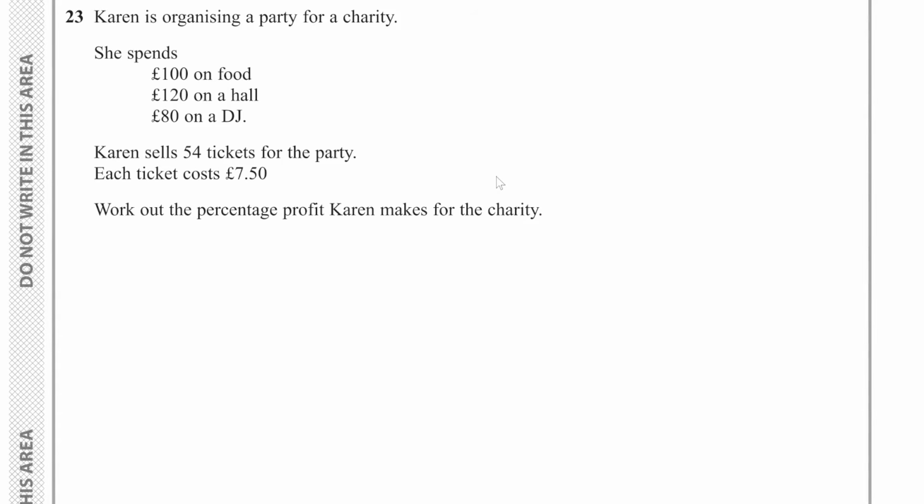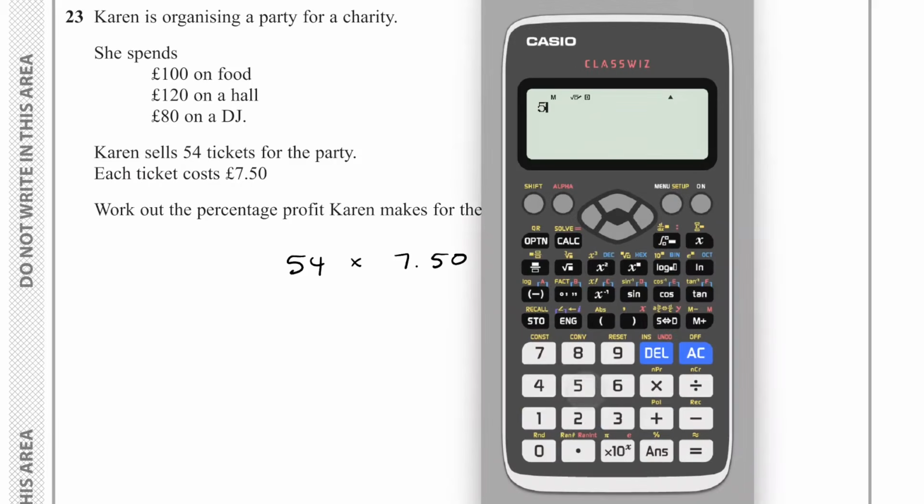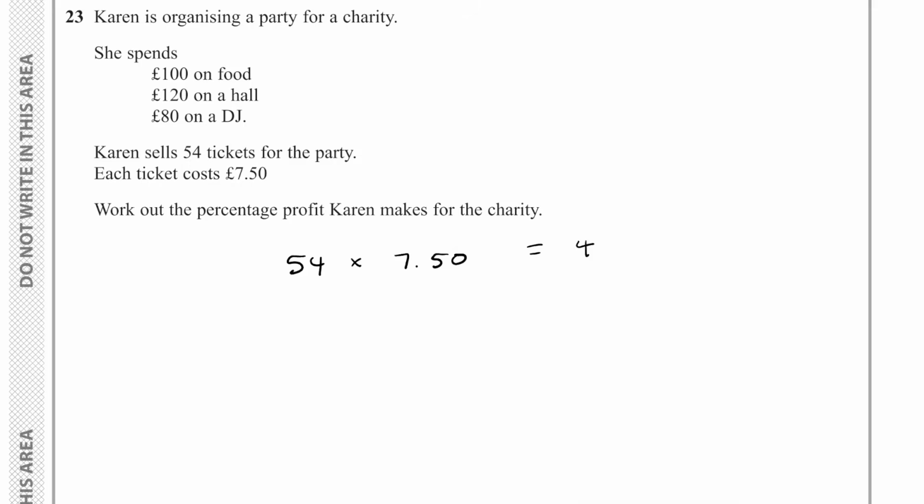Question 23. Karen is organising a party for a charity. She spends £100 on food, £120 on a hall, £80 on a DJ. She sells 54 tickets, £7.50 each. Work out the percentage profit Karen makes for the charity. So let's work out how much money she makes. It's 54 tickets, £7.50 each. So 54 times £7.50 is £405. So she makes £405. That's how much income she gets.